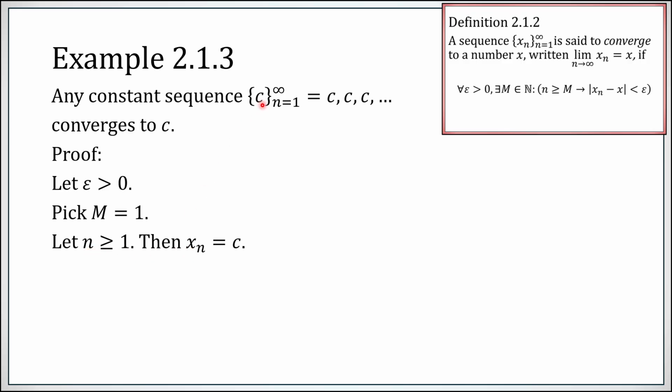Every term is c. So now let's look, did we achieve our inequality? x_n minus x, well, we claimed the limit was c, and also x_n is c. What is c minus c? It's 0. Is 0 less than epsilon? Yes, that is how we picked epsilon. It had to be positive. So we have formally proved that a constant sequence does converge to whatever that constant is.